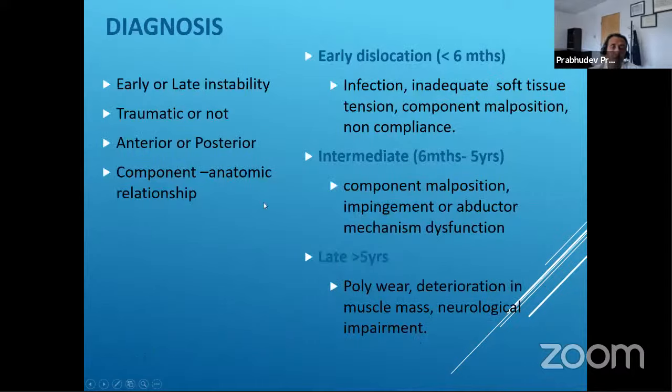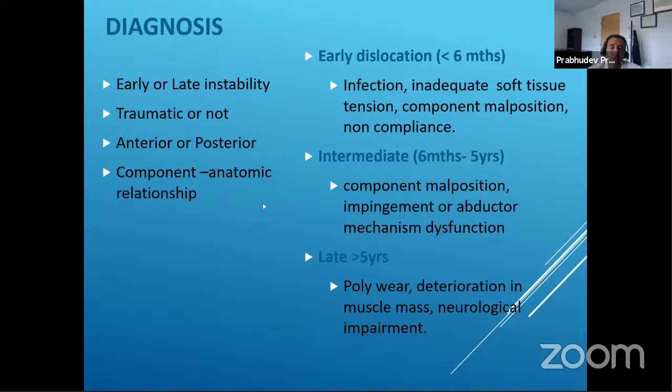Many authors have tried to classify the dislocation, but these classifications are not commonly used. They can be grouped as early and late instabilities, and whether they are traumatic or not, whether they are anterior or posterior, and the relationship of the components should be evaluated.